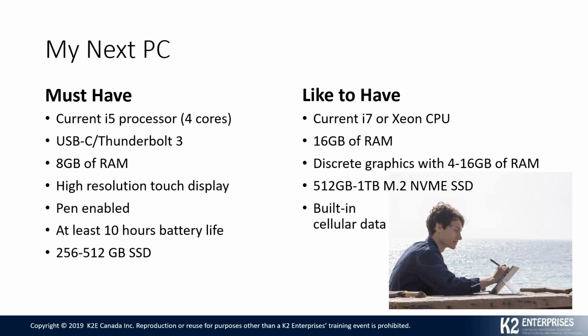On the like-to-have side, there is one that we'll talk about in a minute here, and that's the hard drive technology of NVMe. They are much faster, and if you can afford the extra $100 to $200 for a drive that is NVMe, it is suggested. Built-in cellular data, well, that ties in very nicely with what's happening in regards to 5G. If we are going to see that, it'd be great to have that built into your computer.